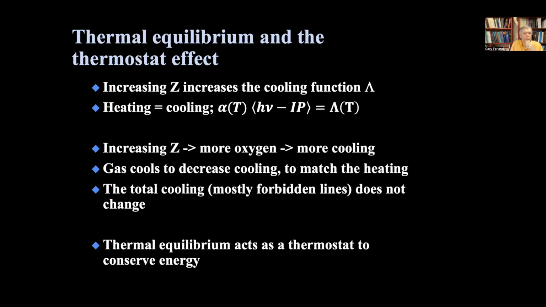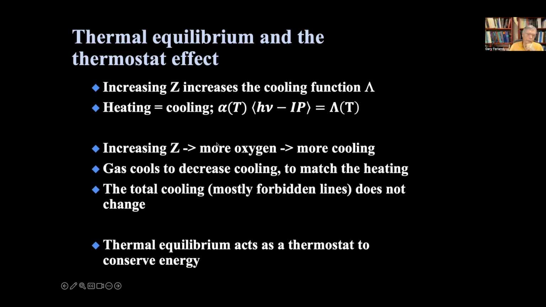This is the thermostat effect. So increasing the metallicity, what's happening here? Increasing the metallicity increases the cooling function, because that's just the sum of all the lines that are cooling. We know that heating equals cooling, so the heating term was this. We didn't change the star, so this is the same. This isn't a fast function of temperature. So we changed the cooling function, we changed how much metals there were. So how can the gas respond to keep this?